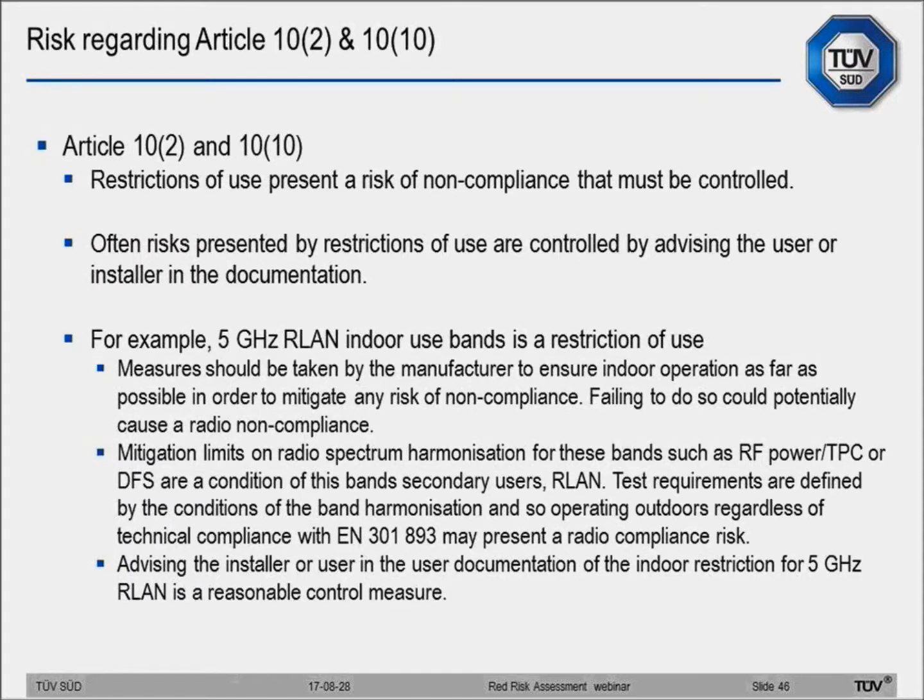So it's important to note that applying a test standard alone isn't always enough. Sometimes user information is also required to make sure that the product is configured or installed correctly, and therefore ensuring that the restrictions of use are maintained. The explanation of this compliance is required in the technical documentation and must specifically relate to Article 10.2 and 10.10.